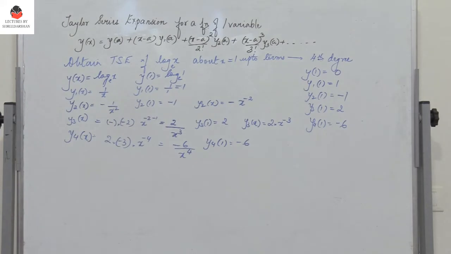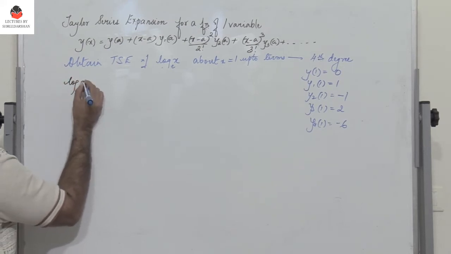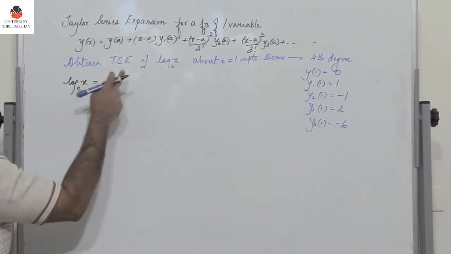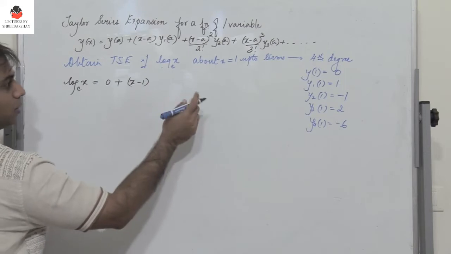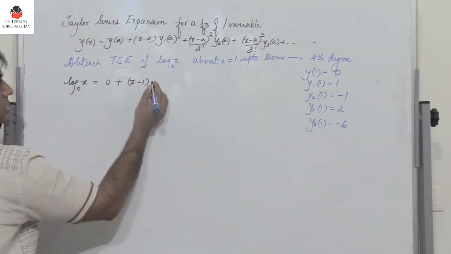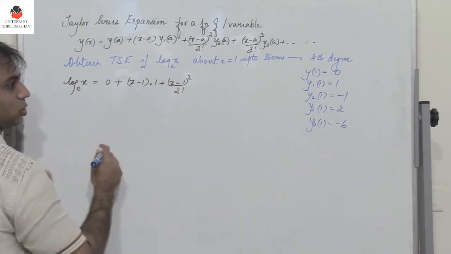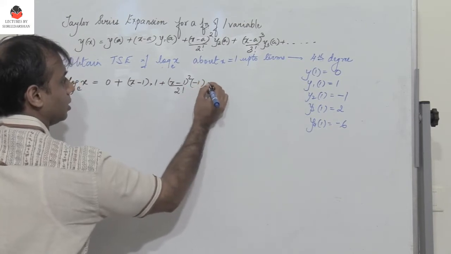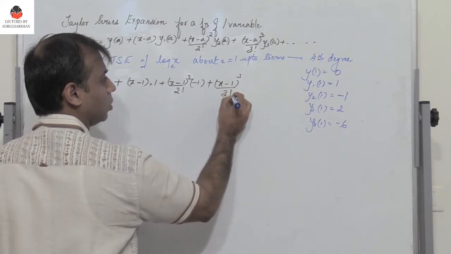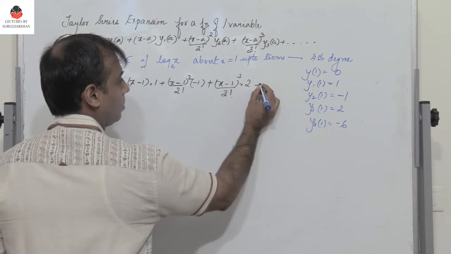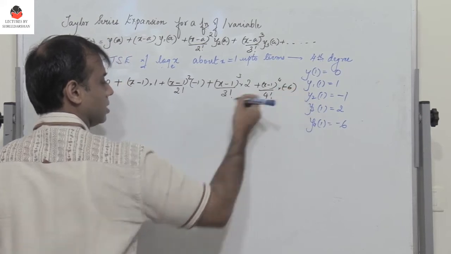So now let us substitute all these values in the given formula. So y of x is nothing but log x to base e, which is equal to y of 1 is 0 plus x minus, here a is nothing but 1, into y1 of a is 1 plus x minus 1 the whole square divided by 2 factorial, y2 of 1 is minus 1 plus x minus 1 the whole cube divided by 3 factorial into 2 plus x minus 1 power 4 by 4 factorial into minus 6, right?